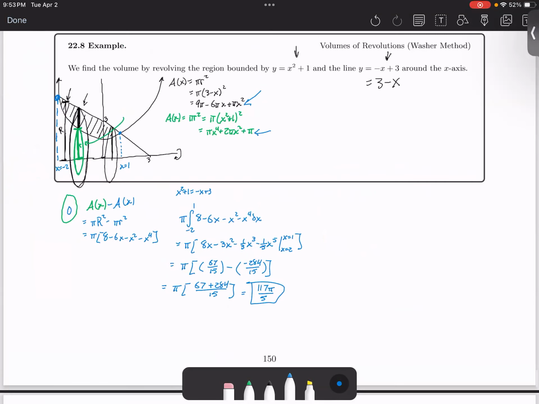So volumes of revolution in general might have regions cut out from the center, and you effectively just generate washers by finding a big circle and subtracting the inner circle, and then integrating that washer between your two bounds.